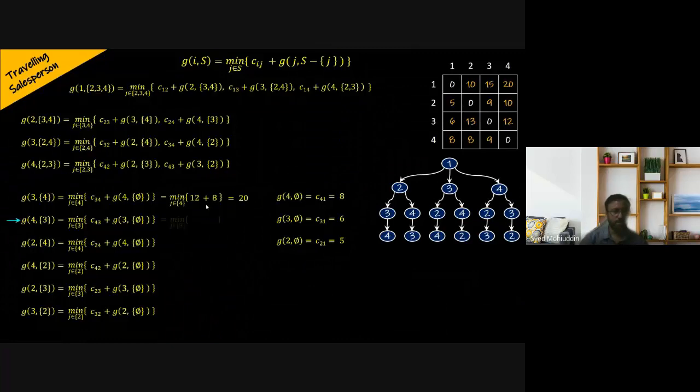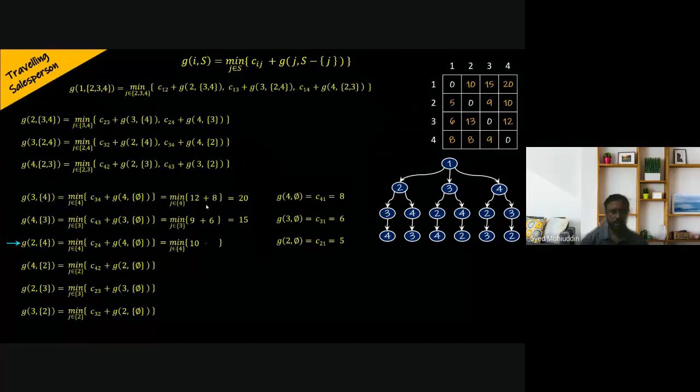Then the same way 4 to 3, which will be cost of 4 to 3. In this case it is 9 plus G of 3 and null, which is 6 in this case. So what we have here is the value 15. Then the same way from 2 to 4, the cost of 2 to 4 is 10. So 10 plus G of 4 comma null, which is 8. So that will be 18.